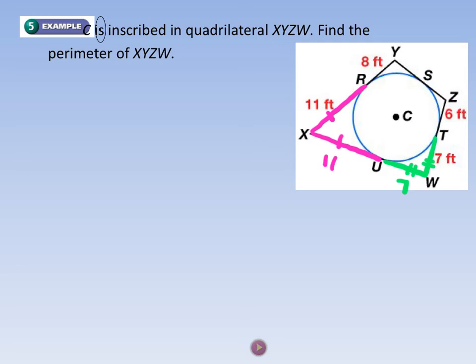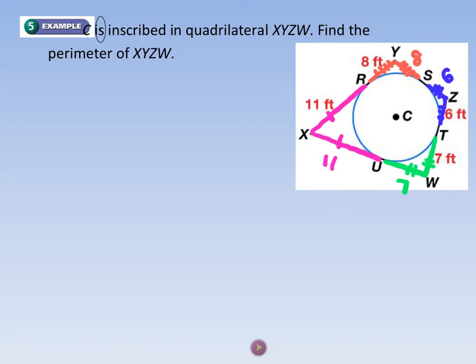Then we have that since ZT and SZ are tangents that meet outside the circle, they should be congruent. So since ZT is 6, SZ is also 6. And then lastly, since RY and YS are tangents that meet outside the circle, they should be congruent. So since RY is 8, YS has to be 8.